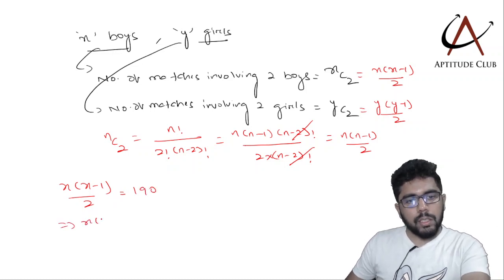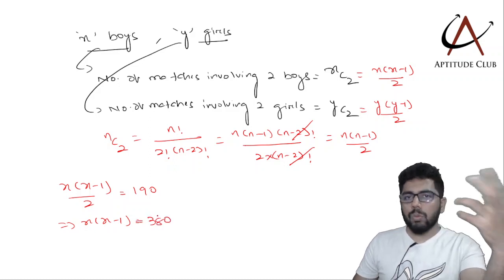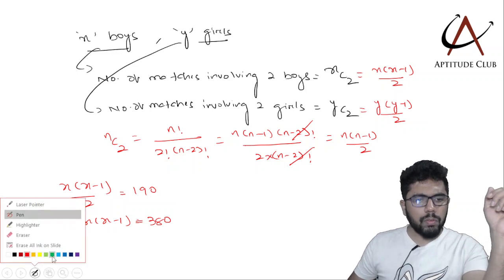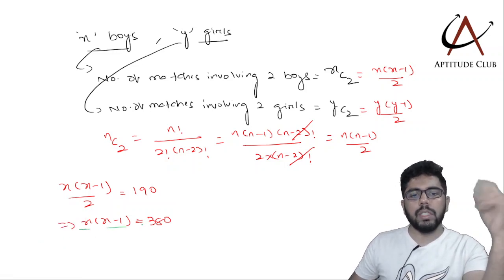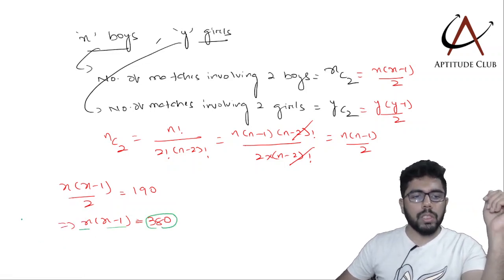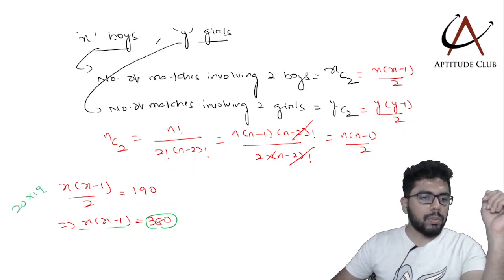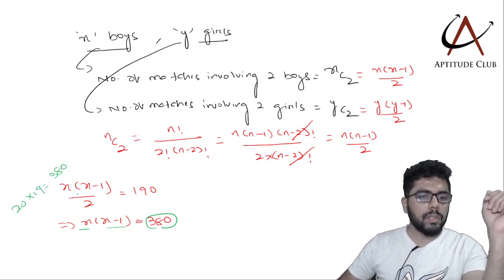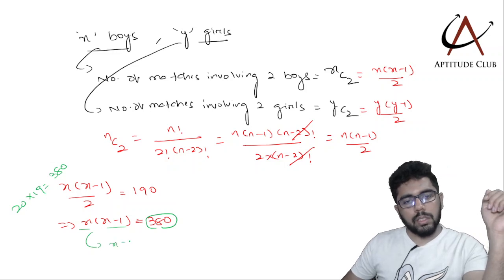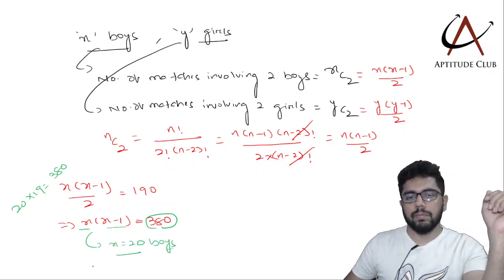So I get x into x minus 1 is equal to 380. Now a lot of people open it and solve it as a quadratic equation, but there is no need to solve it in that way. Think of two consecutive integers which will multiply to give you 380. I can clearly see it is 20 into 19 is equal to 380. Thus x is equal to 20. That means there were 20 boys in the class.